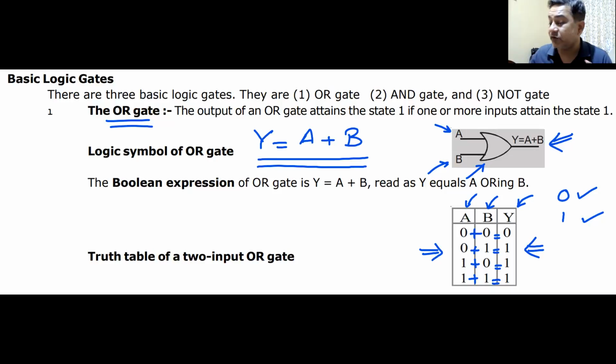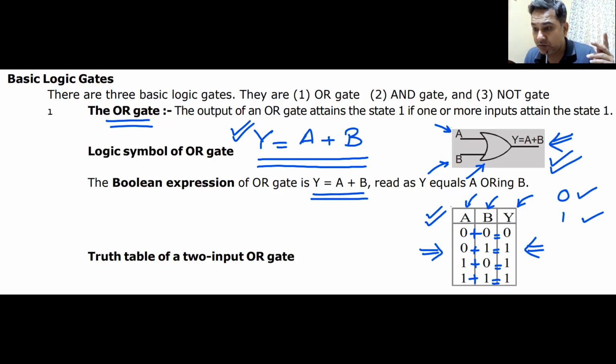And that is what you have to draw and write. You have to write the Boolean expression Y equals A plus B. You have to understand the symbol of the OR gate, and you have to understand the truth table. I'll give you a minute to do this. If you have any doubt, please let me know. One minute. Now everyone will write. Any doubt, please ask me.